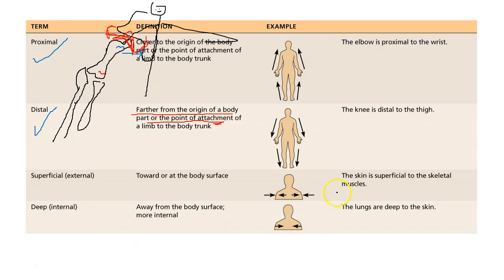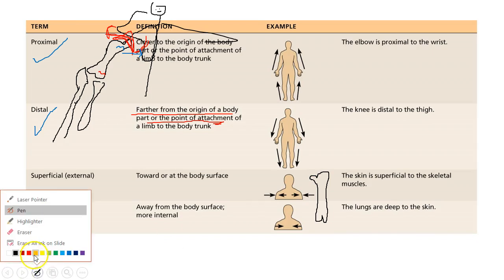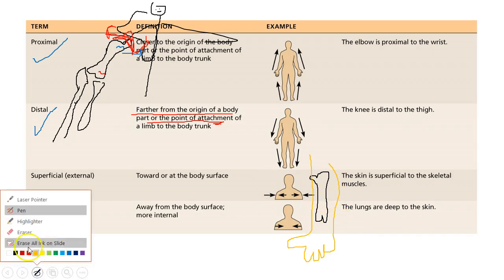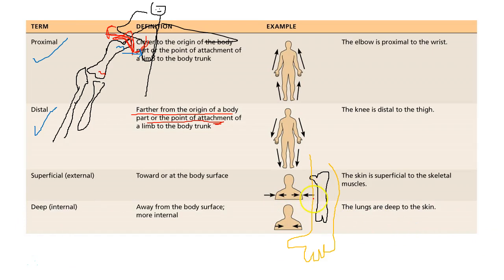I guess I'll draw just a little. Say this is a bone in your arm, right? This is your skin, and this is your fingers or whatever. It's hideous, but you get the point. So your skin is superficial to this bone right here, right? Because it's above it.